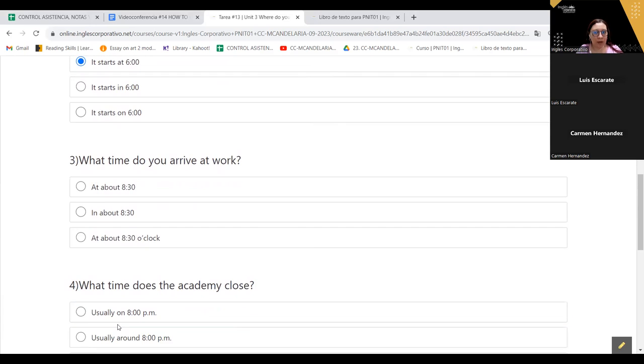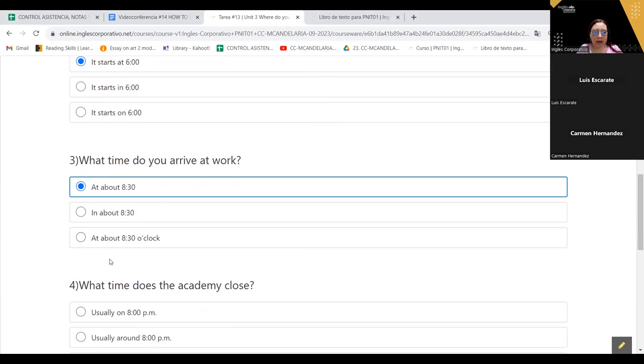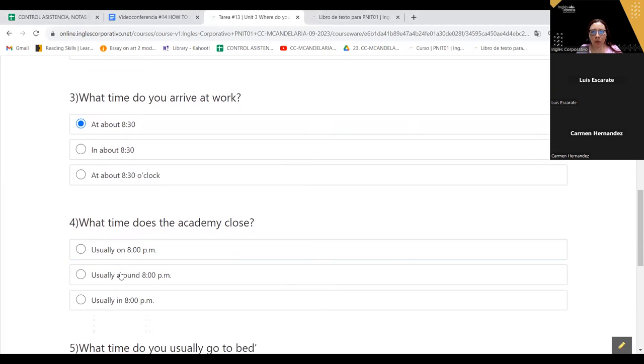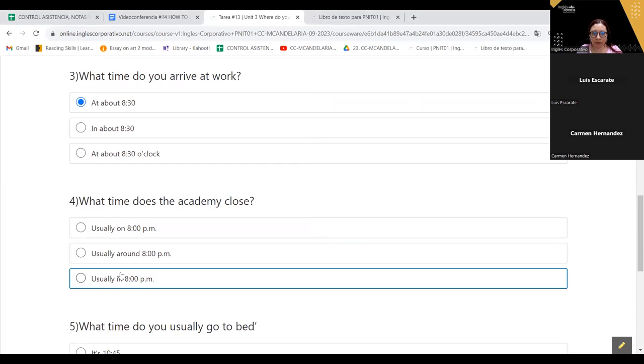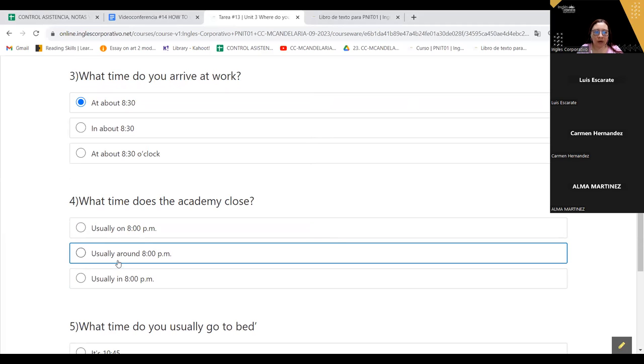And then number 3. What time do you arrive at work? At about 8:30. That is correct. At about 8:30, right? Y mismo escenario, ocupo la preposición at, right? Number 4. What time does the academy close? Usually around 8 p.m. Okay, usually around 8 p.m., right?